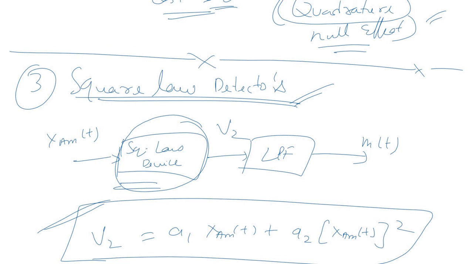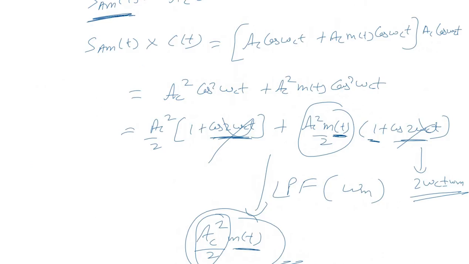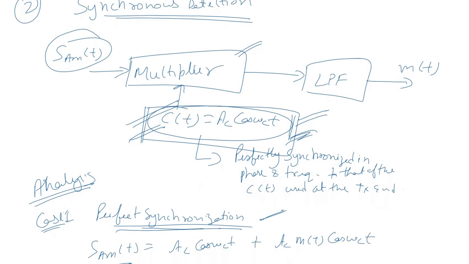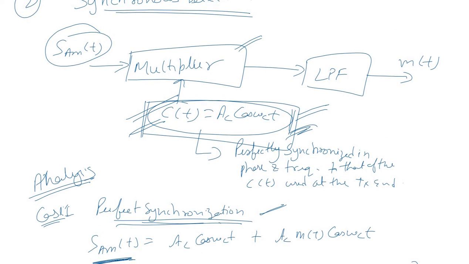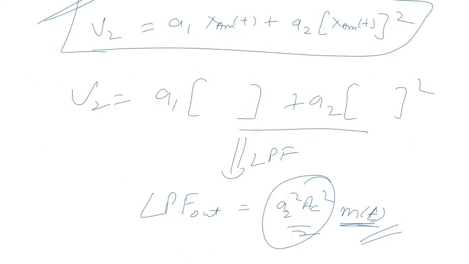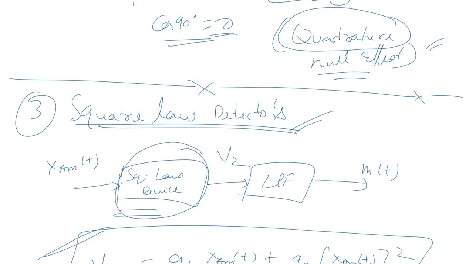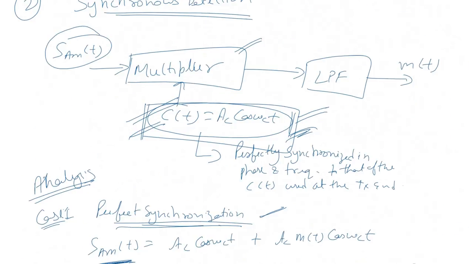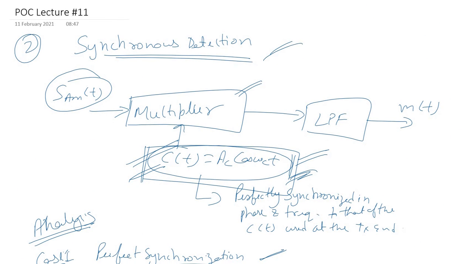But the most commonly used types of detectors are either synchronous detection or envelope detection that we did in the previous lecture. Synchronous detection is a coherent type of detection in which a locally generated carrier signal is required at the receiver end, while in the case of envelope detector, no such locally generated carrier is required, and it's a very simple circuit.